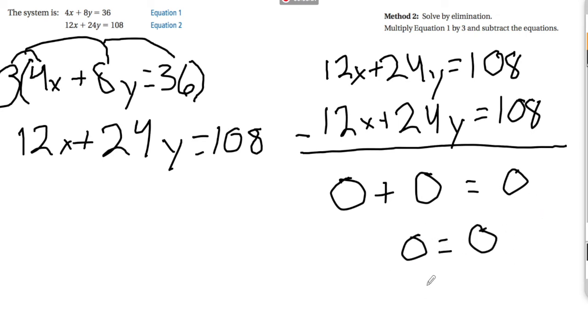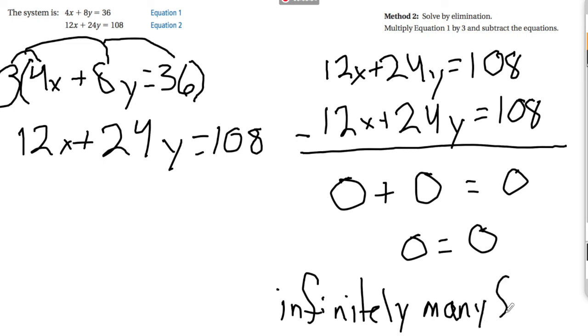Therefore, we have infinitely many solutions. Any number that we plug in for x and y would be canceled out when we subtract, therefore infinitely many solutions.